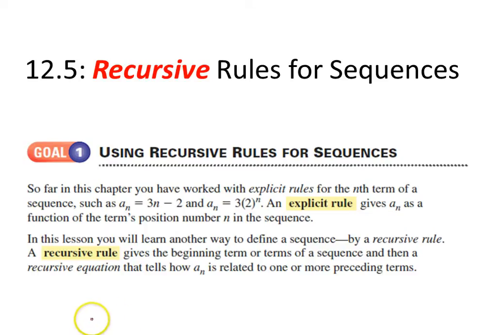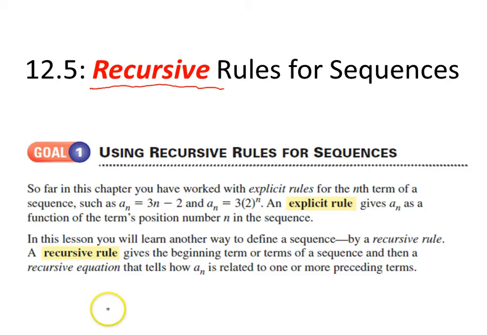All right, today we're going to talk about 12.5, and this is going to be the last section that we're going to cover for sequence and series. Today we're going to talk about something called recursive rules. Recursive rules are going to be a little bit different than what we've seen the last couple days, but we are still going to be using the arithmetic and the geometric.